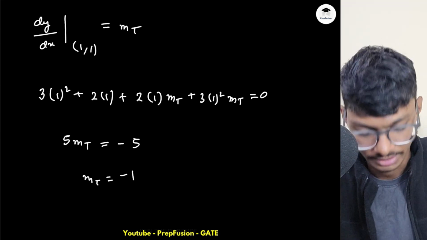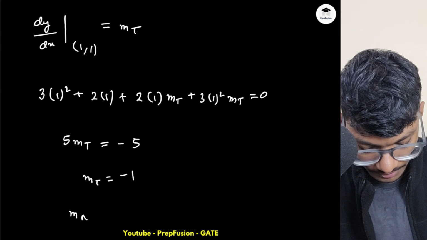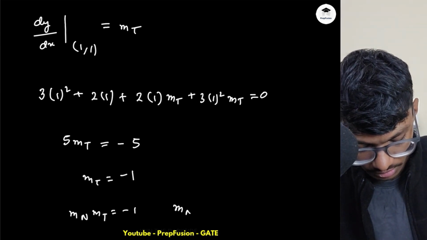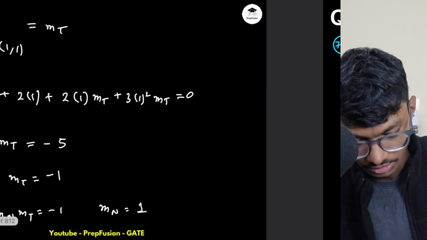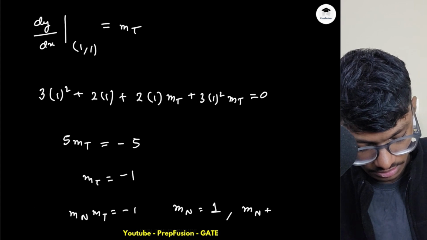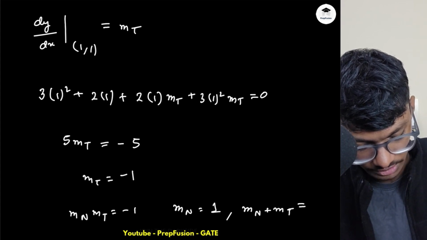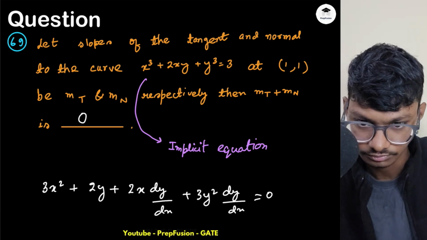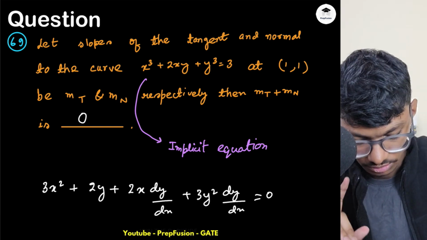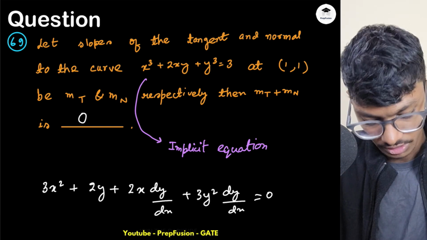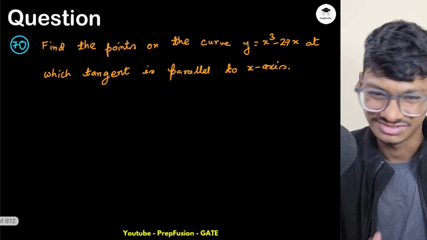Then what will be my mn? We know mn times mt equals minus 1. So mn will be simply equal to 1. So my mn plus mt will be simply equal to 0. Because it is minus 1 and it is 1, the answer will be 0 for this question. So that is how you solve this, it is a basic question only.